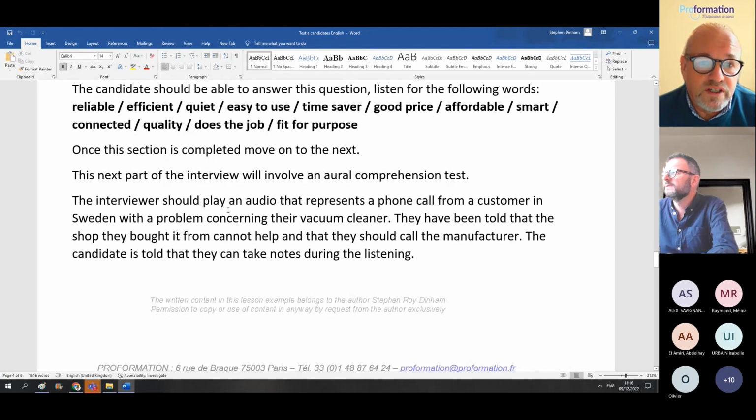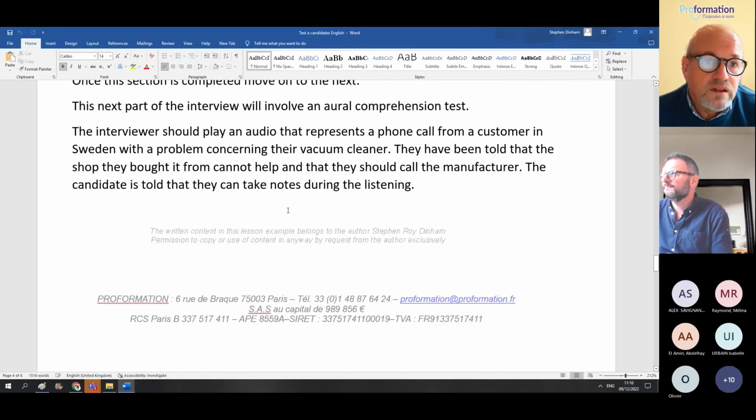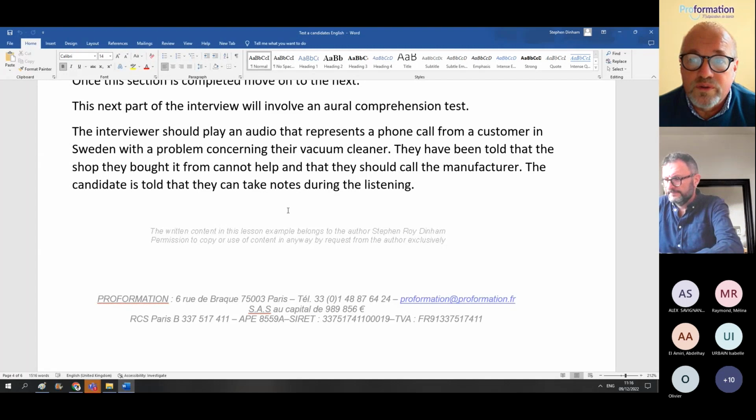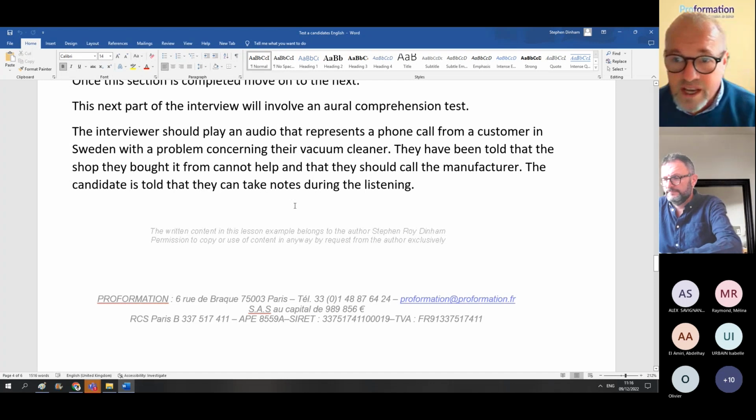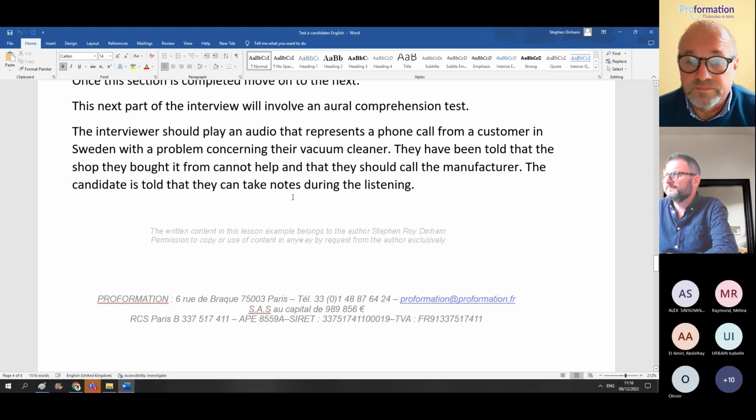This next part of the interview will involve an oral comprehension test. The interviewer should play an audio that represents a phone call from a customer in Sweden with a problem concerning their vacuum cleaner. They have been told that the shop they bought it from cannot help and that they should call the manufacturer. Candidate is told that they can take notes during the listening.